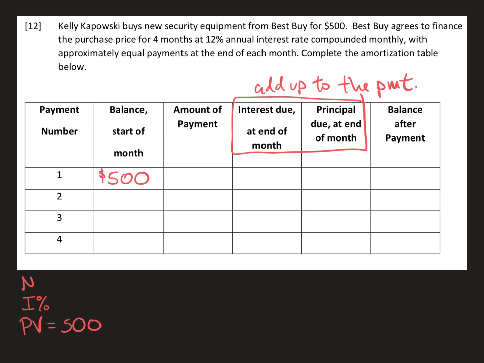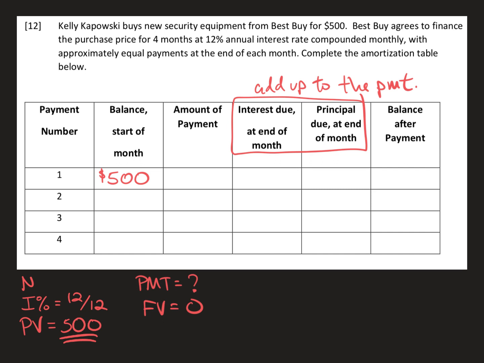And because this is a loan, the loan amount will be the present value and the future value will be 0. So we're trying to find the payment for Kelly to pay. And that means we just need to use the I%, which is 12% compounded monthly.